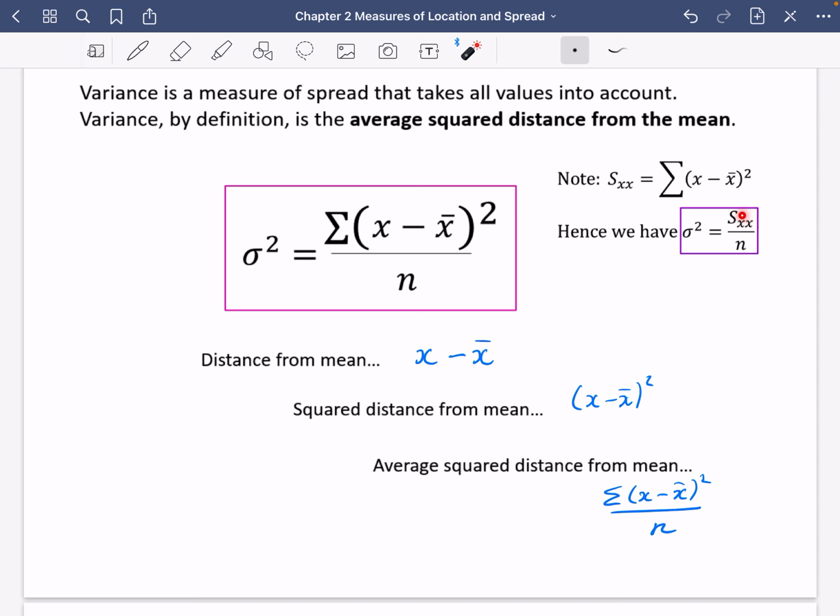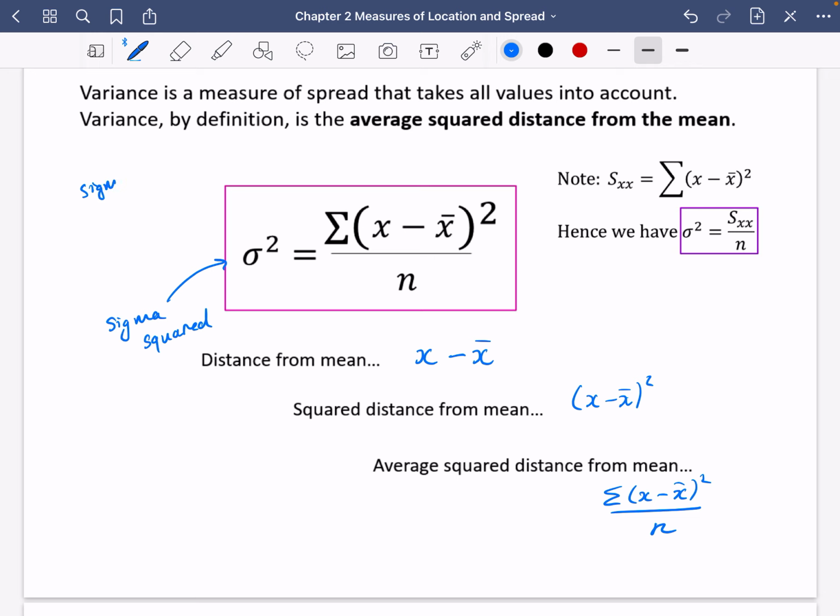They don't give you any other information. So you may need to just find out the variance by doing Sxx divided by n, and that will come up in a question that we've got later on. This symbol that we've got here, this is sigma squared. Sigma squared is the symbol that we use for the variance.